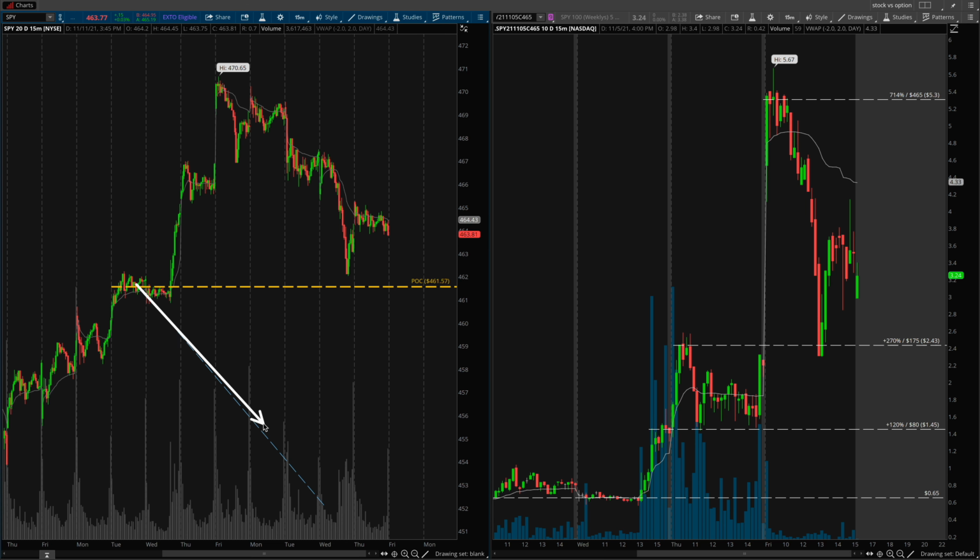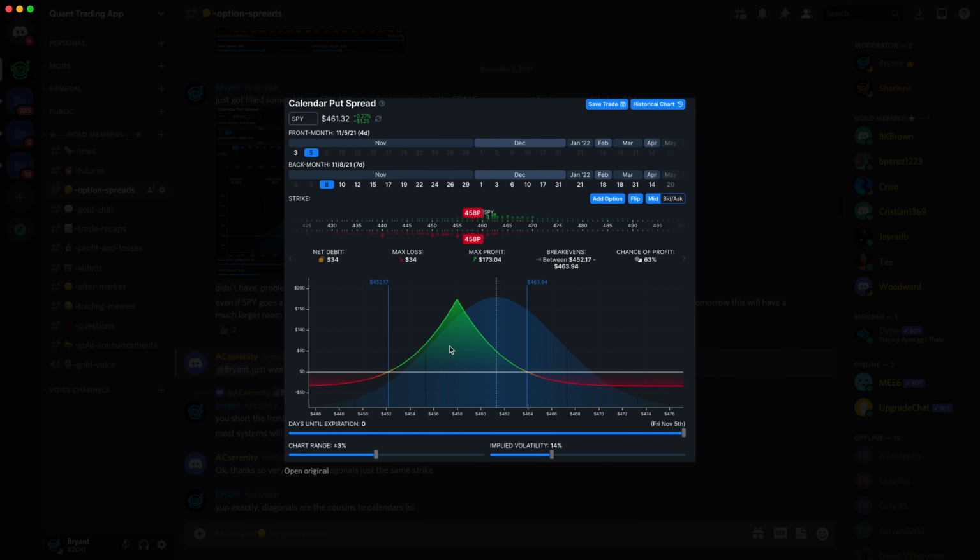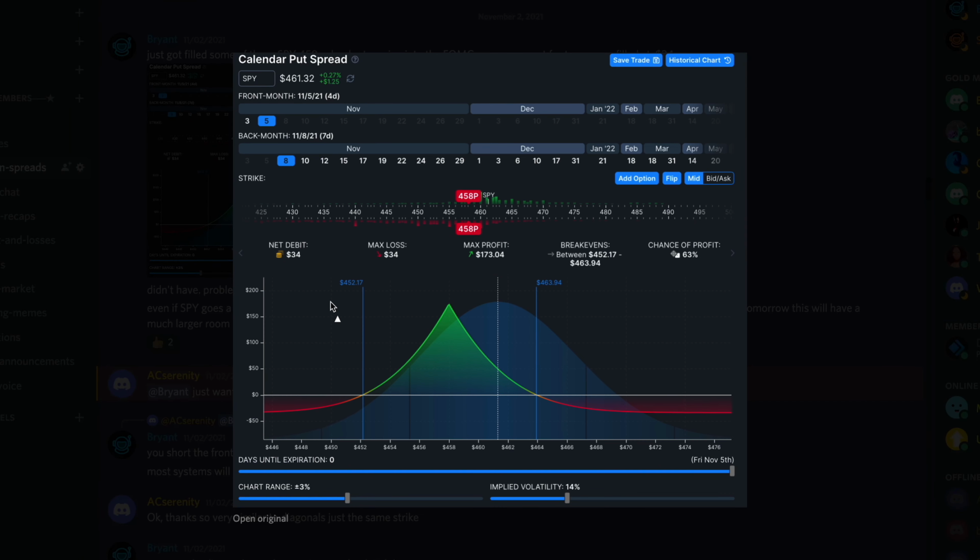Not to mention that if the market did pull back 2%, the VIX would have also spiked, which means our room for profitability would have actually increased. So we would have actually made more money if the SPY pulled all the way down to here. This would have probably pushed our profitability up a little bit, and we still would have ended up making $50.